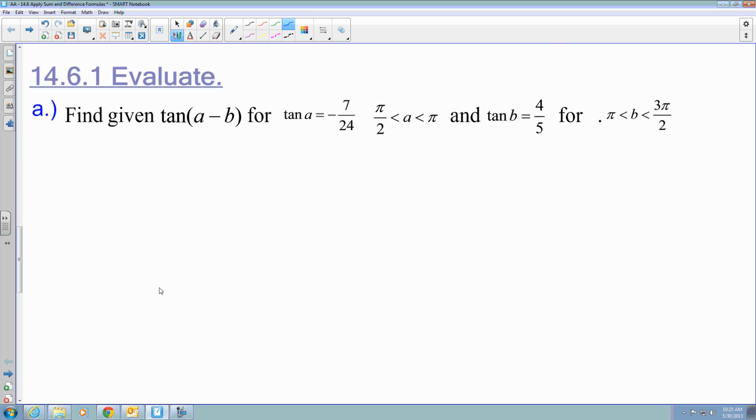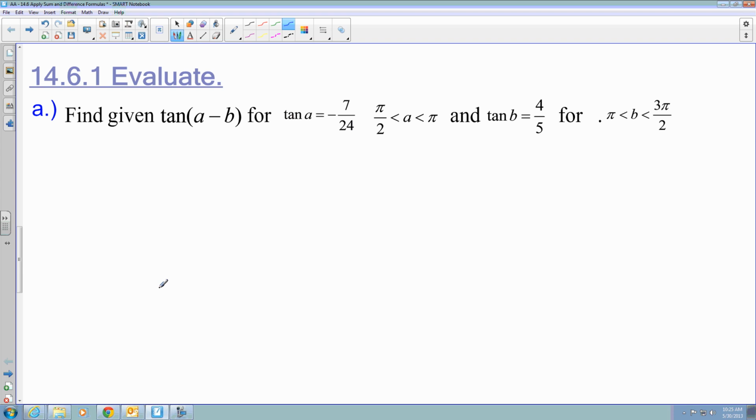Next, we get to evaluate a different trig function. Say you're given the tangent of A minus B, for tan of A equaling negative 7 over 24. It's telling us that A is between pi over 2 and pi. And then tangent of B equals 4 over 5, and they're telling us that B is in between pi and 3 pi over 2.